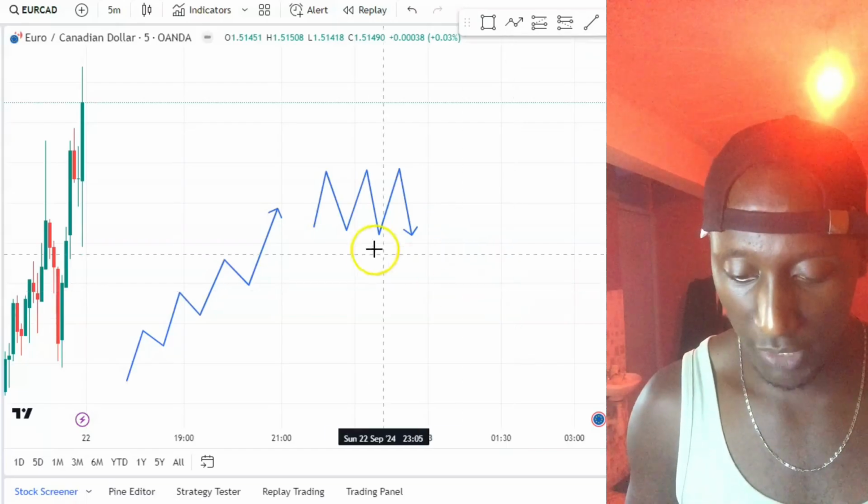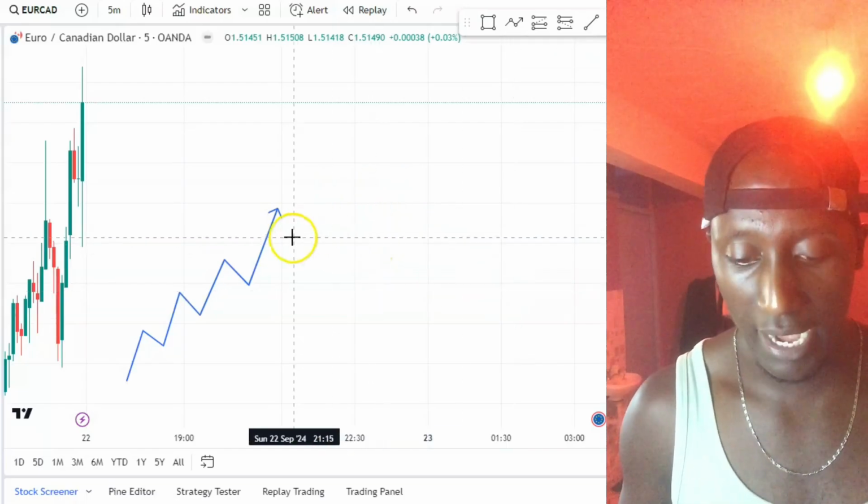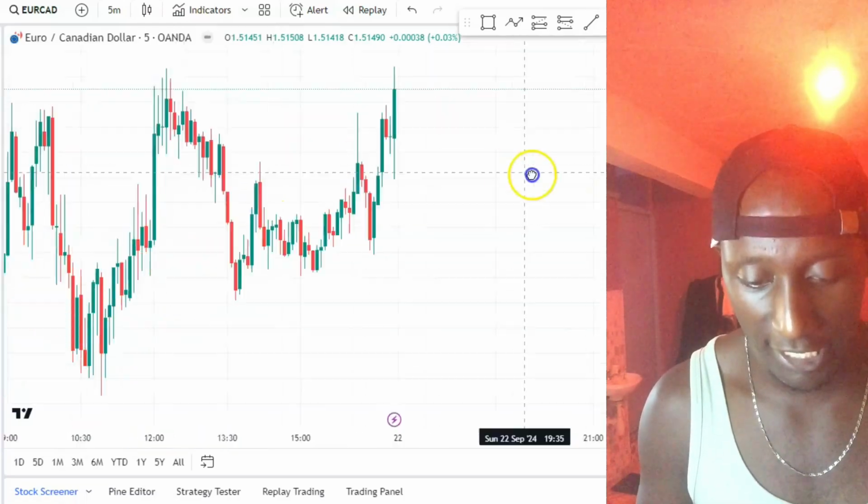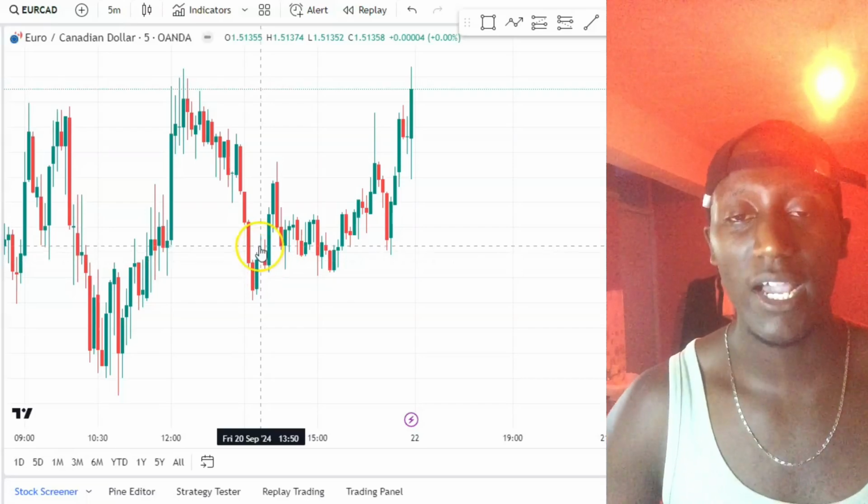So this is part one of candles, and your homework now is to go back and just look at the candlesticks and look at the price movement.